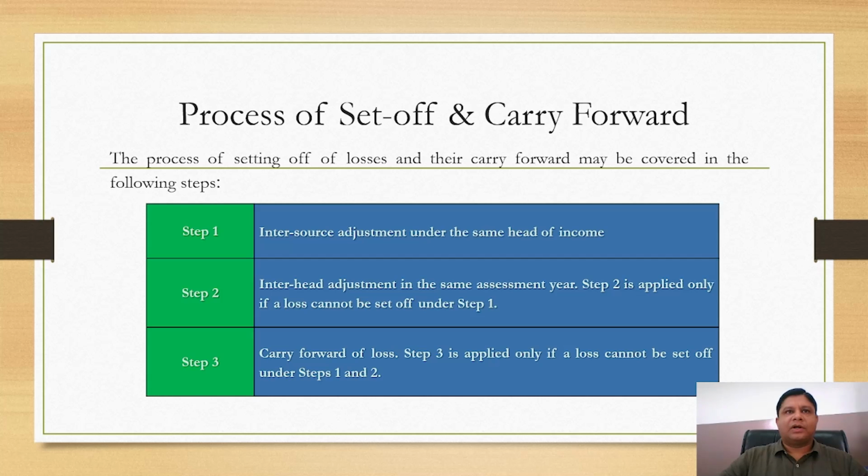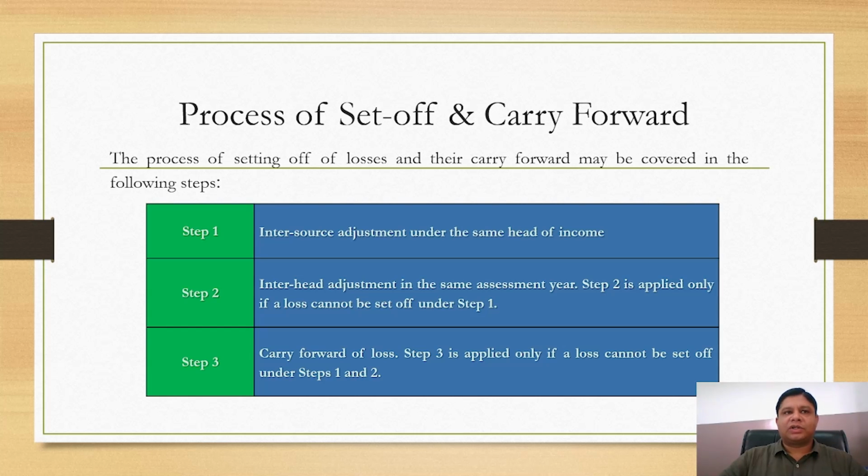Second exception, loss of a speculation business can be set off only against the profits of a speculation business under the head profits and gains of business or profession. However, loss from a non-speculative business can also be set off against income from speculation business.